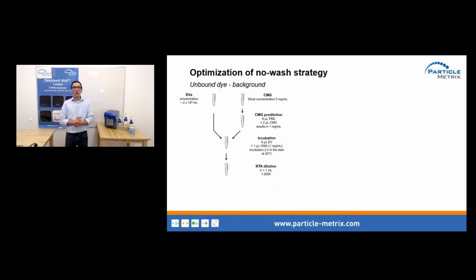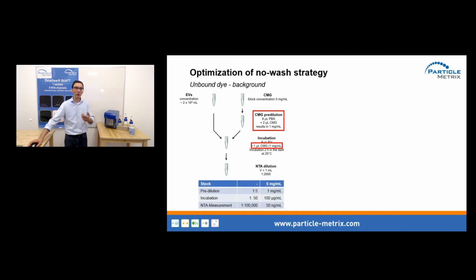Also talking a bit about optimization, and this is now the real staining with the no-wash strategy, meaning we have free dye there, and by the last step from incubation to NTA dilution, we dilute away the free dye so it doesn't disturb. If you do it in a proper way, we can actually measure without any disturbance from the dye. This is done by the optimization of the dilutions. In this case, this was the membrane dye, and the measurement takes place at around 50 nanogram per milliliter, but the incubation can, of course, take place at a much higher level.